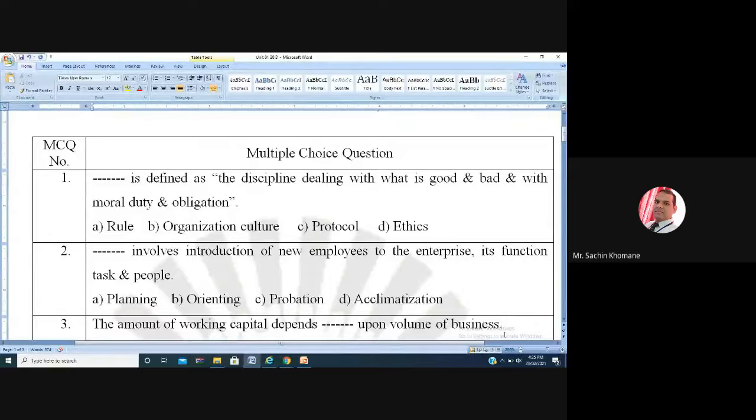Are you listening? Okay, any guess? Can somebody put it in the chat box? So orienting is the option, right? The answer is orienting: orienting involves introduction of new employees to the enterprise, its function, task, and people. That is called orientation program or orienting.